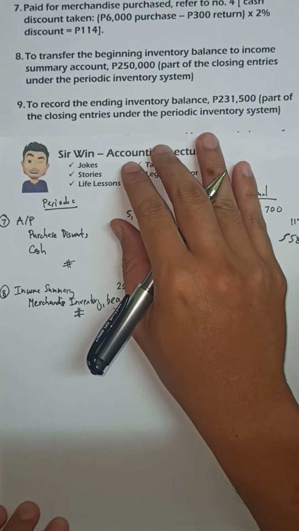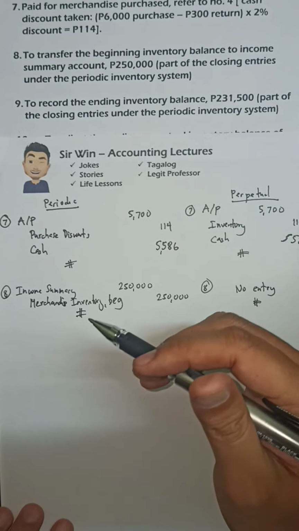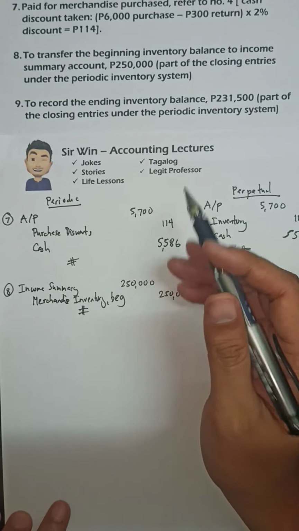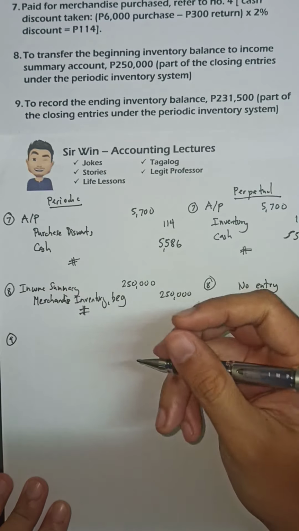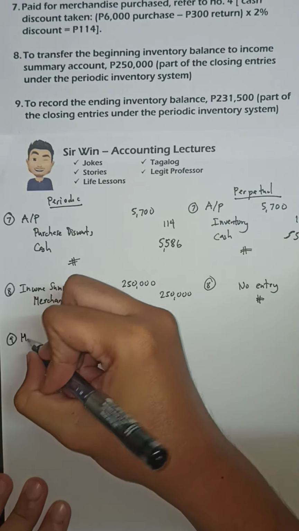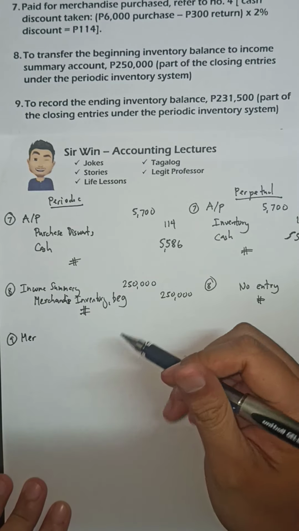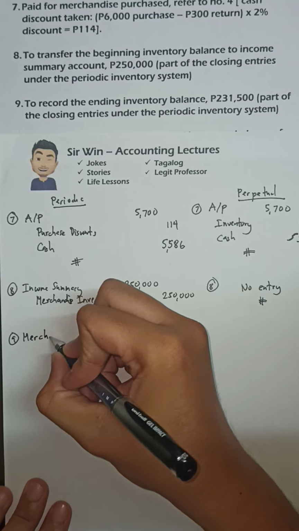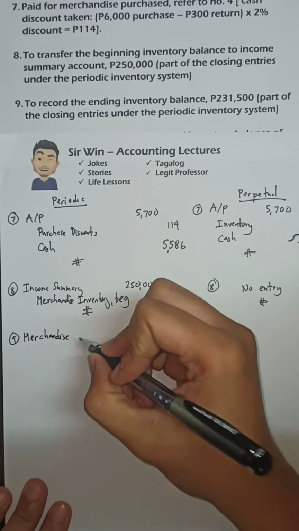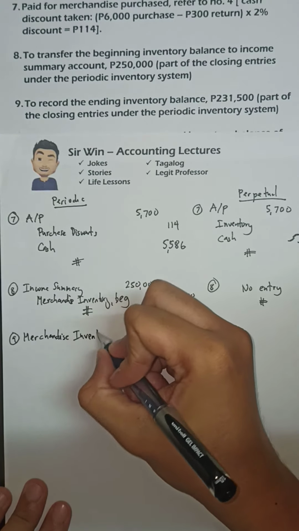Let's move on with number 9. To record the ending inventory balance, 231,500, part of the closing entries under the periodic inventory system. Okay? So, anong magiging entry dyan? Ito na nga yung binabanggit natin. Wala ka na kasing inventory na matitira dahil tinanggal mo na yung beginning. So, therefore, kailangan mo mag-create ng bago. Okay? Na yun namang merchandise inventory or just inventory.